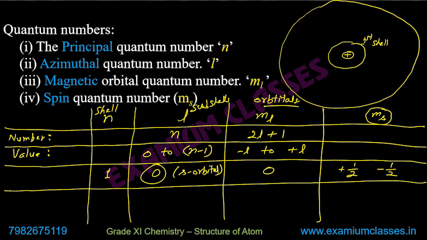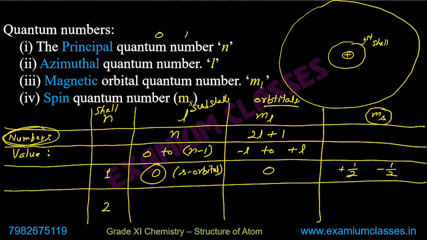Now I have n equals 2. When I have n equals 2, how many subshells will be there? Two. Equal to n. The count is two. Good. But what will be their names? 0 and 1, the s orbital and p orbital.